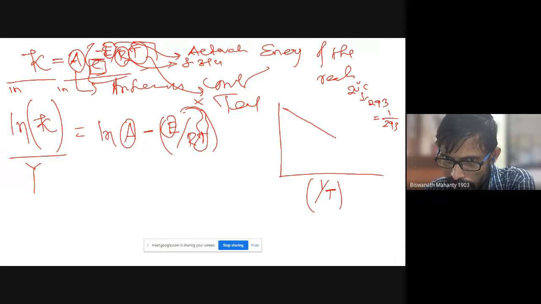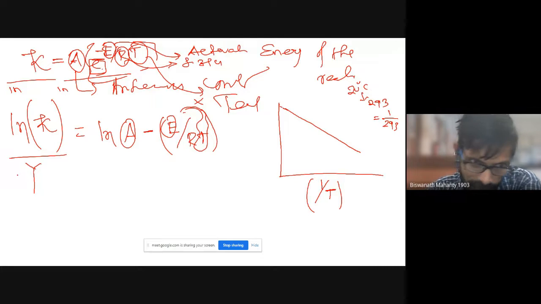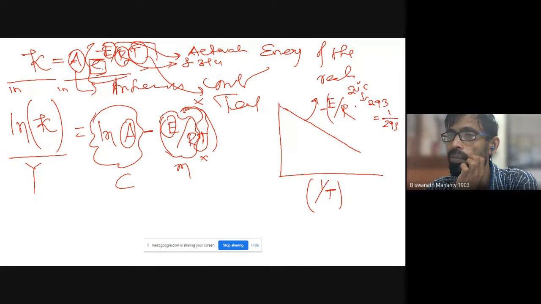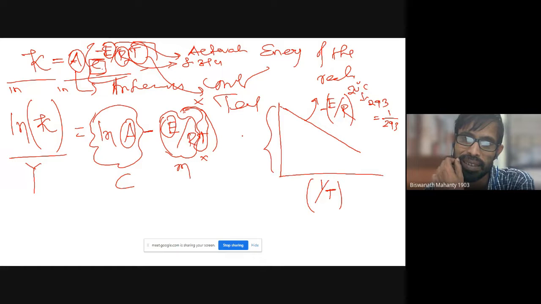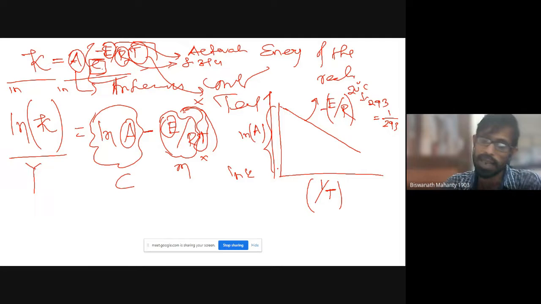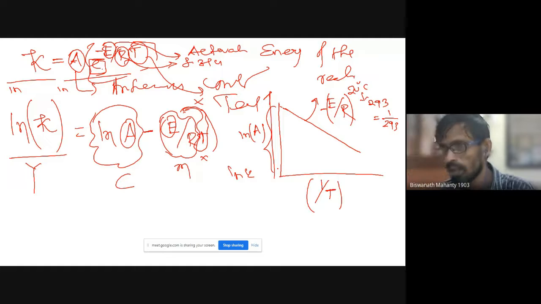So what will happen? If I make a graph, I will get a line like this. And you understand y equals mx plus c, so this is x, and m is this part. So what is the slope of this graph? Minus E by R, of course. And what is the intercept? The intercept value is ln A. This axis is ln K. So what I'm going to say is that the rate constant actually depends on temperature also.